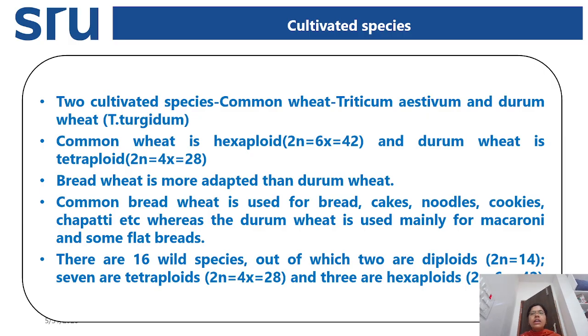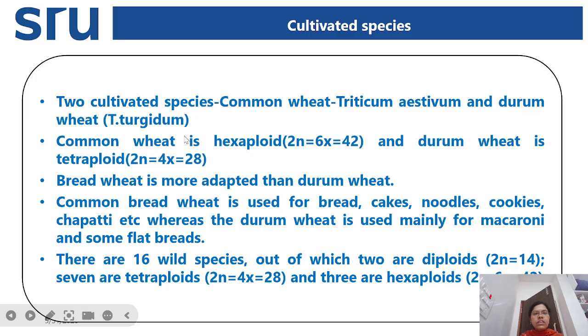Next, coming to the cultivated species. In wheat, we have two cultivated species. The first one is common wheat, that is Triticum aestivum, the common bread wheat, and durum wheat, that is Triticum turgidum. That is, common wheat, Triticum aestivum, which is hexaploid, and durum wheat, Triticum turgidum, which is a tetraploid species. So these are the two cultivated species in wheat.